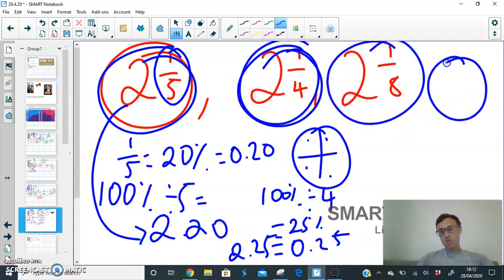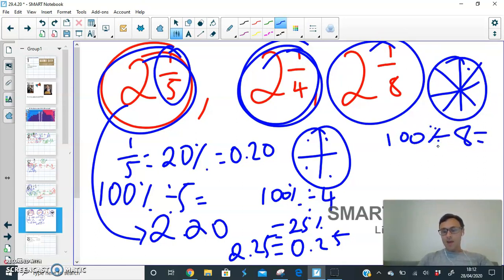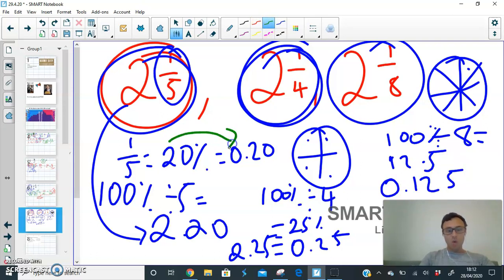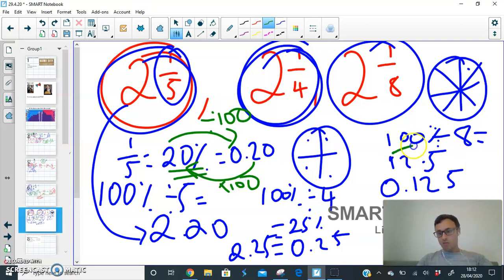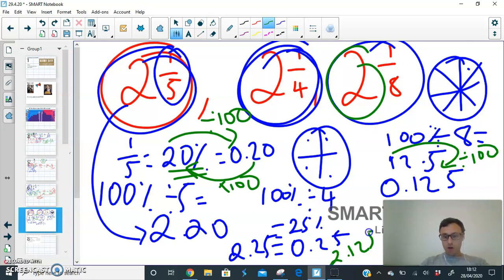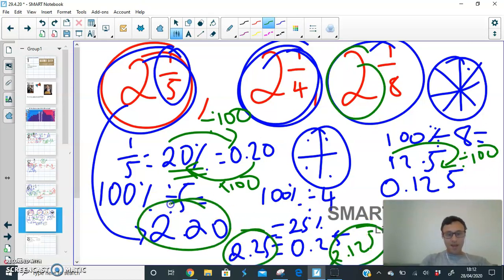2 1/8, well, it's 100% split into 8 groups. So we do 100 divided by 8. That's a divide, by the way. And then that's 12.5. So as a decimal, it's 0.125, because to get from a decimal to a percentage, we times by 100, or to get from a percentage to a decimal, we divide by 100. So 12.5 divided by 100 is 0.125. So 2 1/8 would be 2.125. And then obviously you can order them now that they are in decimal form rather than looking at the fractions.